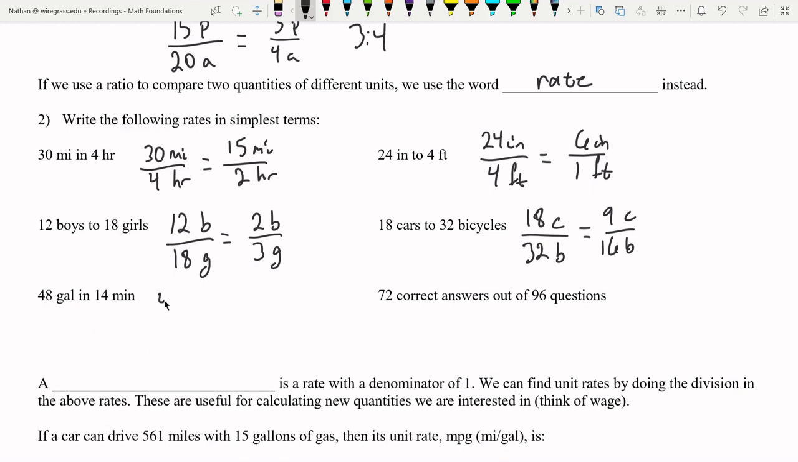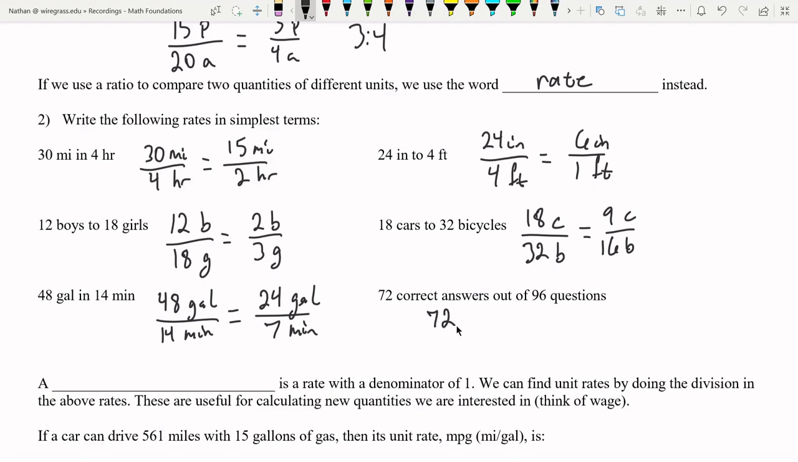Okay, 48 gallons for 14 minutes. Divide top and bottom by 2. It's going to give me 24 gallons in 7 minutes.